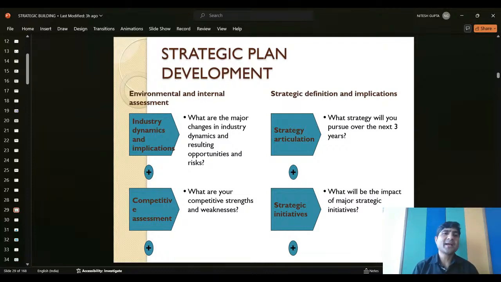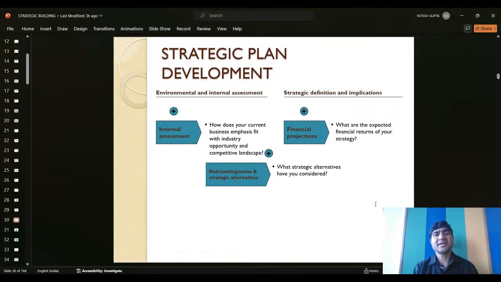Now, strategic plan development has certain parts: environment and internal assessment, strategic definition and implications. For industry dynamics and implications, what are the major changes in industry dynamics and the resulting opportunities and risks? Plus, competitive assessment: what are your competitive strengths and weaknesses? On the second side, strategic definition and implications are strategic articulation. What strategy will you pursue over the next 3 years? Plus, strategic initiative: what will be the impact of major strategic initiatives?